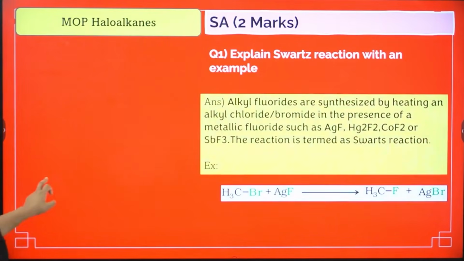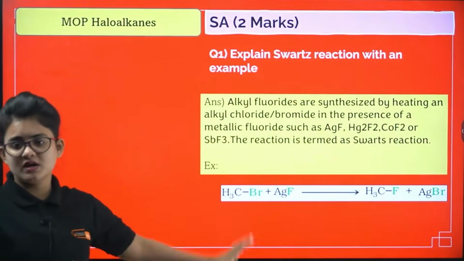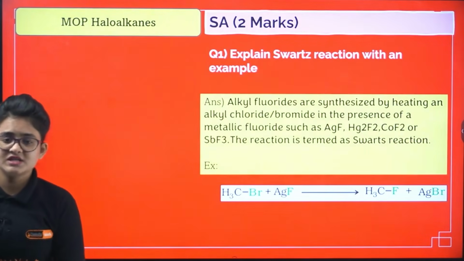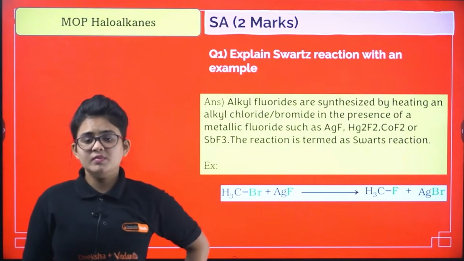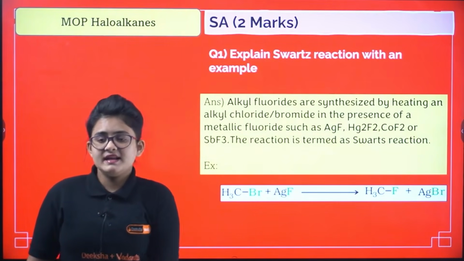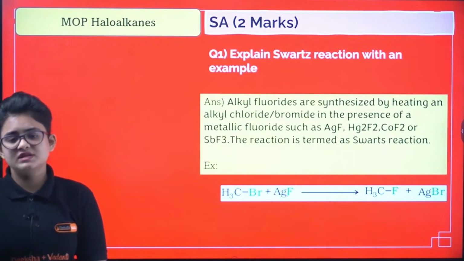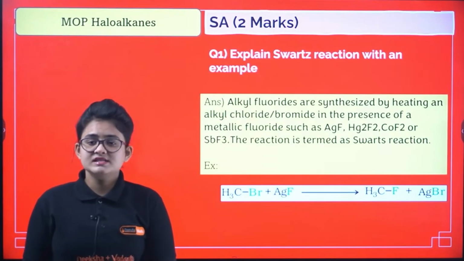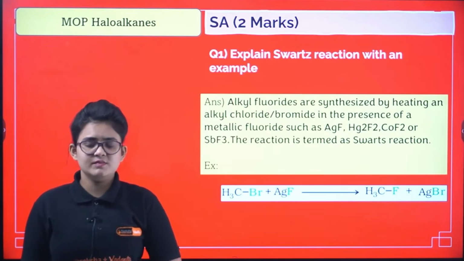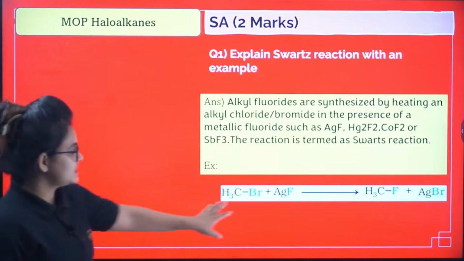Explain Swarts reaction with an example. Here we are starting the 2 marker questions. In the Swarts reaction, you prepare alkyl fluoride from alkyl chloride or bromide. You can use any kind of metal fluoride as a reagent, such as silver fluoride or mercurous fluoride. This is the reaction you can see.